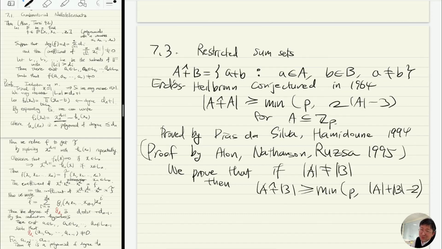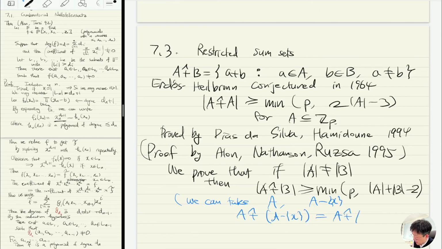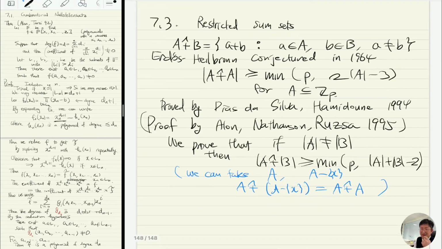So we're going to prove it for a more general version. Instead of A hat-plus A, we're going to have A hat-plus B. Why is this okay? Because we can take A and A minus x, right? So A plus (A minus x) is equal to A plus A, since I can remove one element. So that's why this is enough. This size of A plus size of B minus 2 is going to be twice the size of A minus 3.